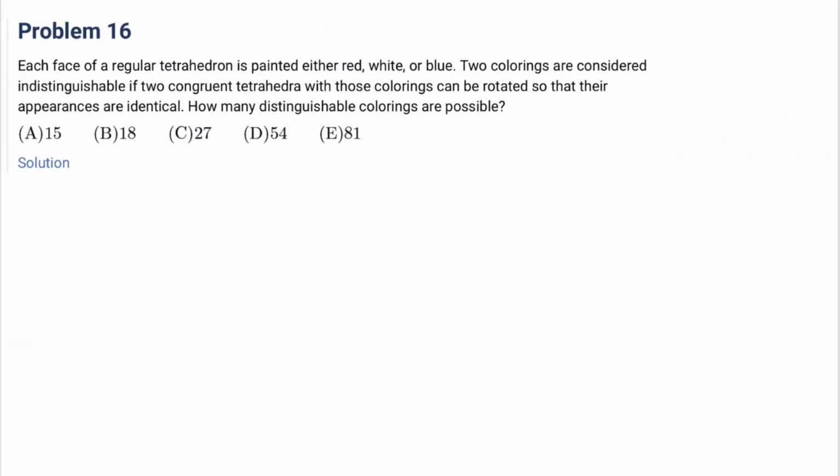Number 16, each face of a regular tetrahedron is painted either red, white, or blue. Two colorings are considered indistinguishable if two congruent tetrahedra with those colorings can be rotated so that their appearances are identical. How many distinguishable colorings are possible? Okay, so if we bring out a tetrahedron shaped like this, like that, right? And it's either red, white, or blue.